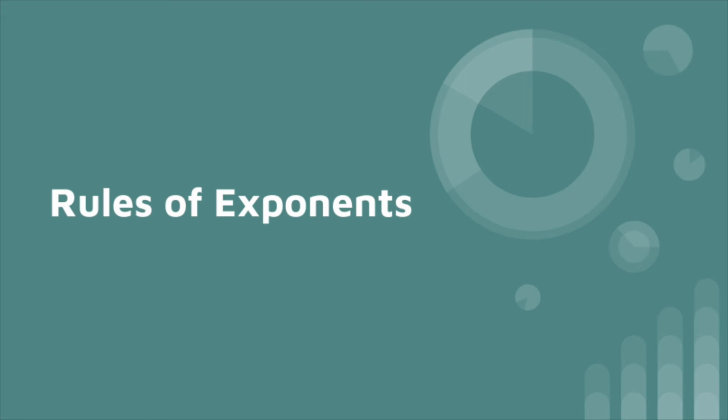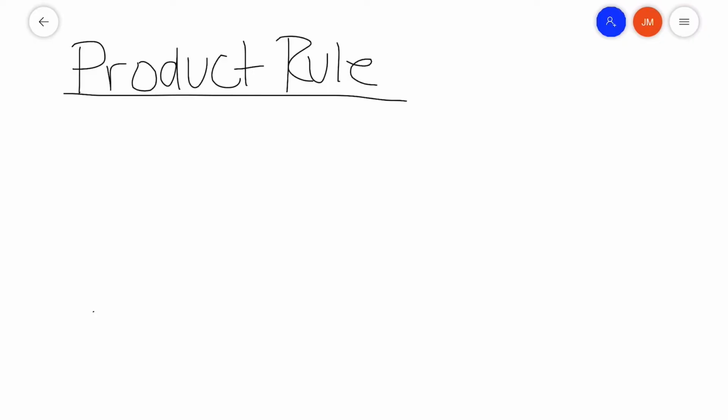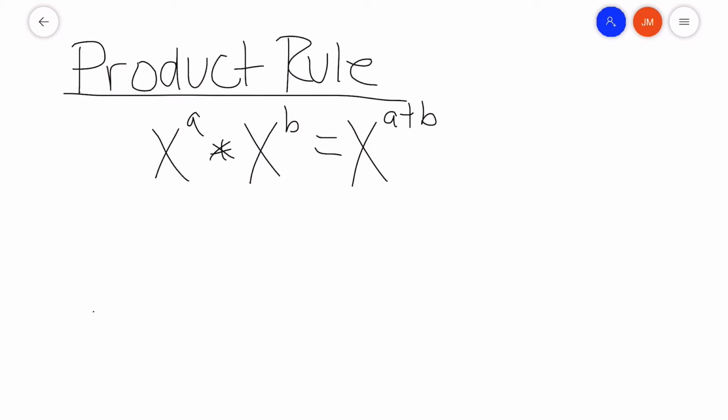Today we are going to be discussing the rules of exponents. First, we will discuss the product rule for exponents. The product rule for exponents states that x to the a times x to the b is equivalent to x to the a plus b. In other words, to multiply two exponents with the same base, you keep the base and add the powers.